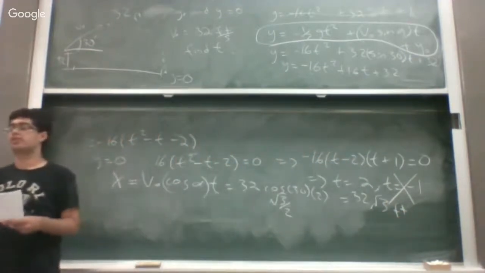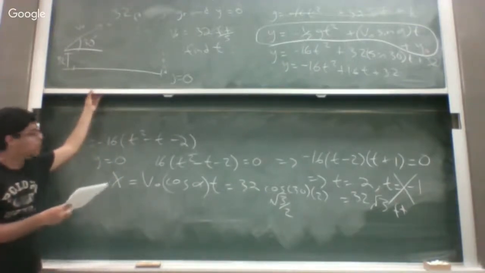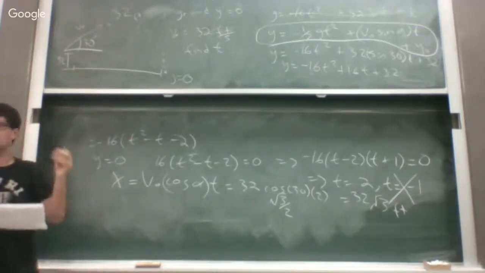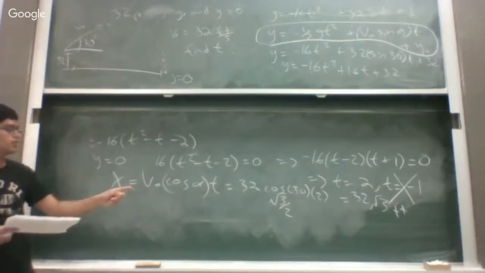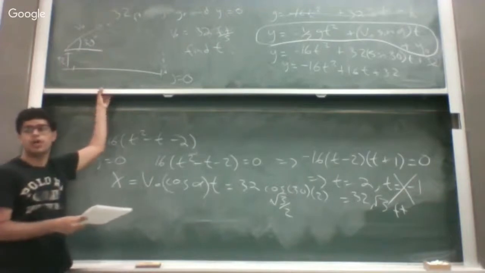Did that problem make sense? Way more than the others? Okay. And then we have one more. What was the final answer? 32 square root of 3 t. Moving on.